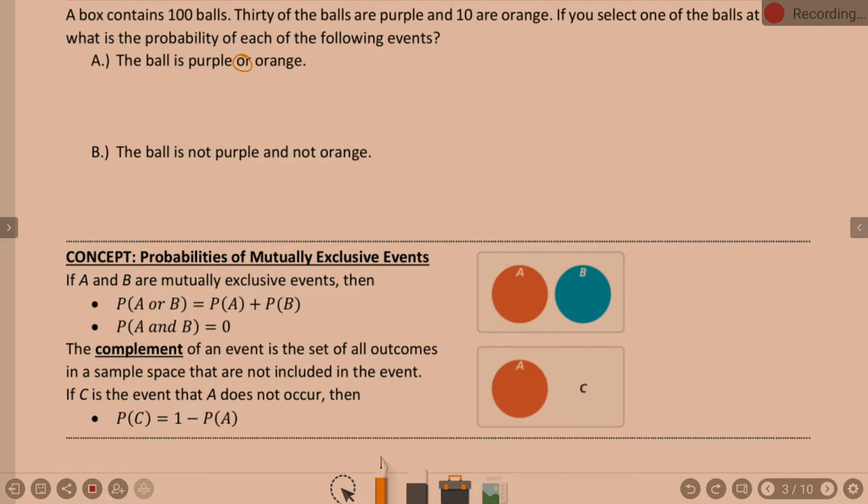Okay. Officially, if I get more official than I know you guys want me to, this is the probability of purple plus the probability of orange. What's the probability of getting a purple ball? 30 out of 100. Probability of getting an orange ball? 10 out of 100. 30 out of 100 plus 10 out of 100 is going to be 40 out of 100.